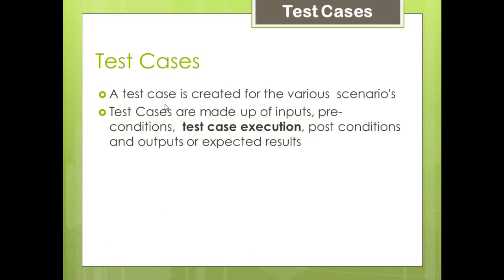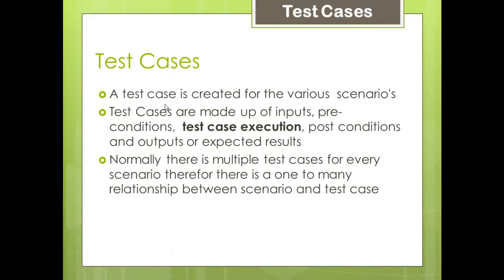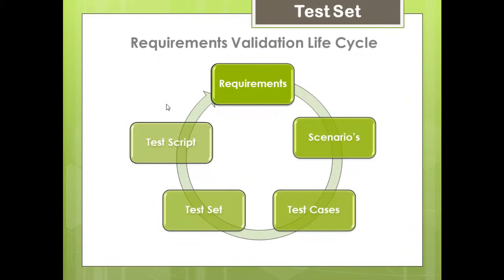So, just to recap quickly, a test case is created for the various scenarios. You can have at least 2 test cases if you run a negative test case for every scenario. Test cases are made up of input, precondition, the actual test execution, a postcondition, and the result of that postcondition. Okay?